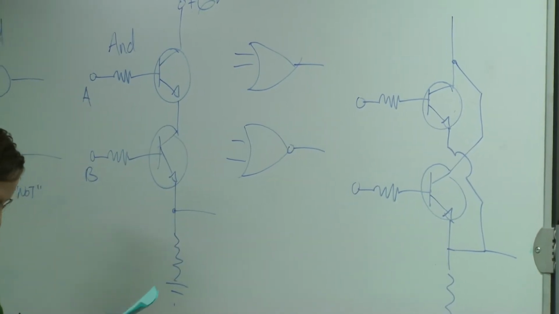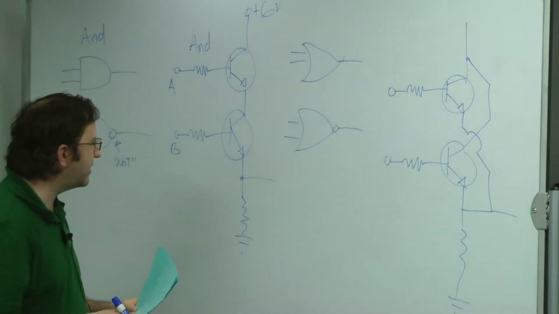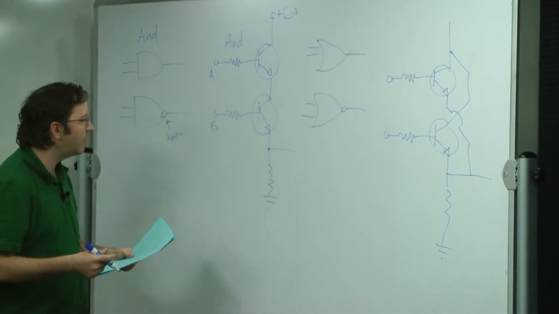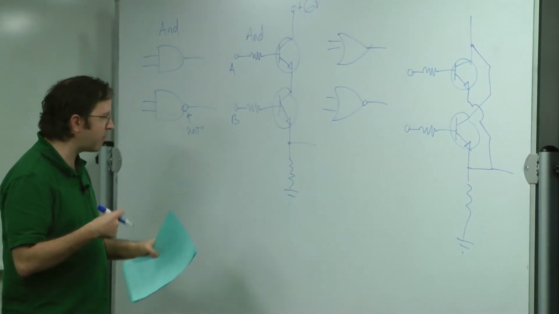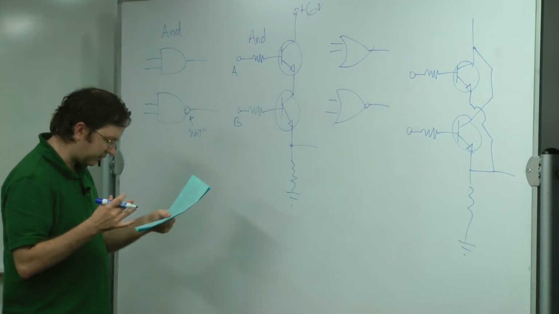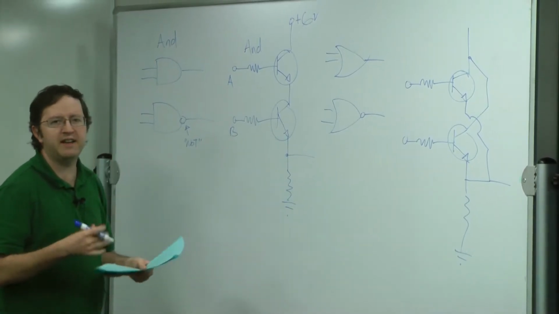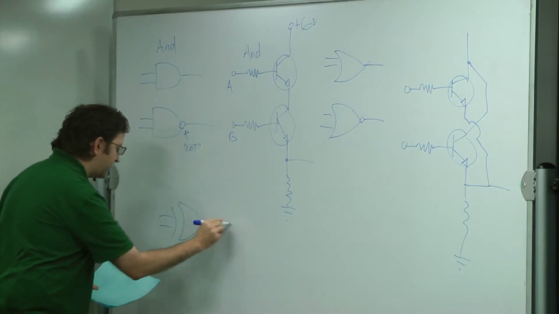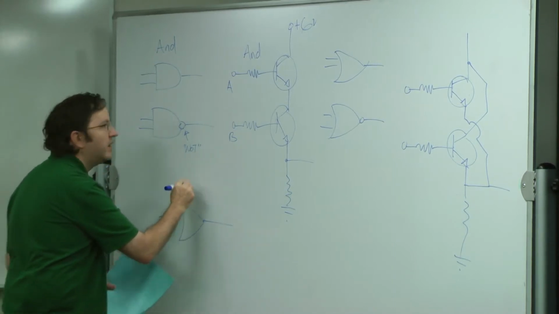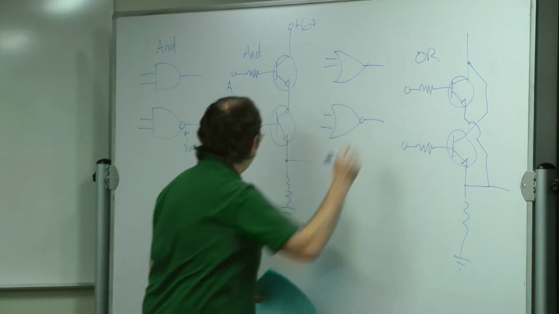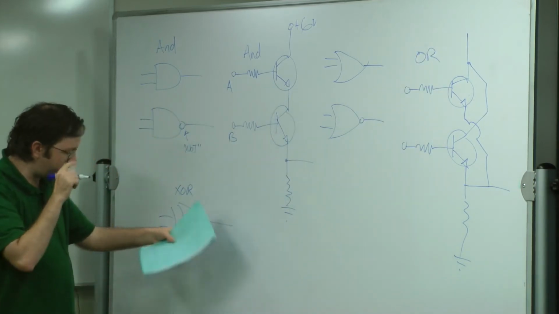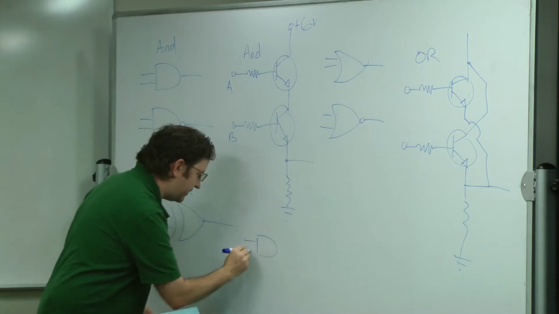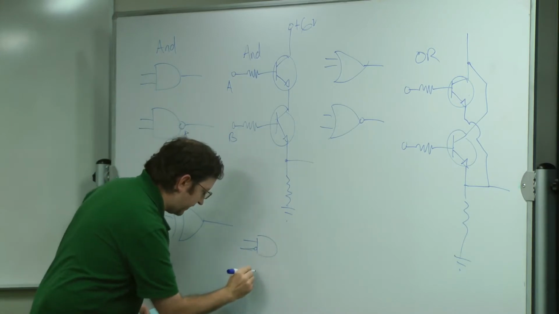Now, there are some circuits that are difficult to write as transistors, and XOR is one of those. So the exclusive OR actually requires a circuit that looks kind of like this.